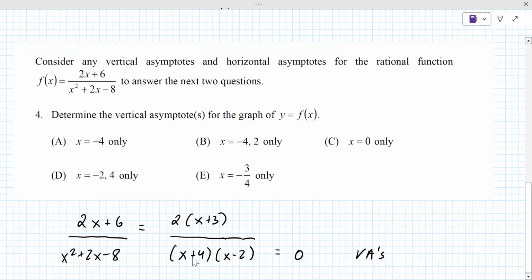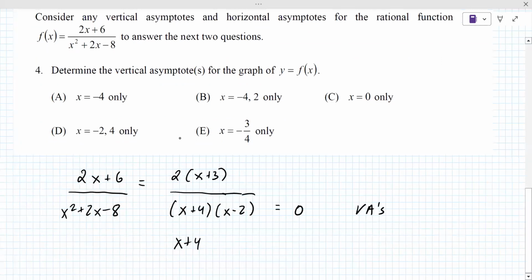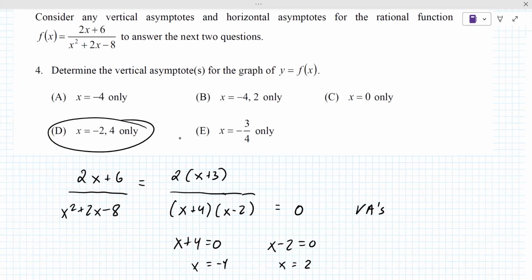Vertical asymptotes occur as long as the factors aren't the same in the top and the bottom. If they are the same, it's a hole. Maybe you saw that at some point in the course. So you said x plus 4 equals 0, x minus 2 equals 0, x equals minus 4, x equals 2. So that's the vertical asymptotes. You could also graph this. I don't know if you have that allowed, but if you can, you would see that as well on the calculator.